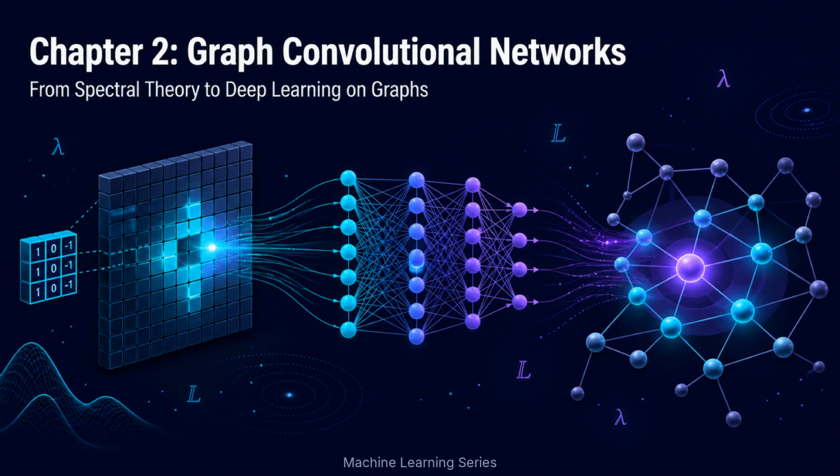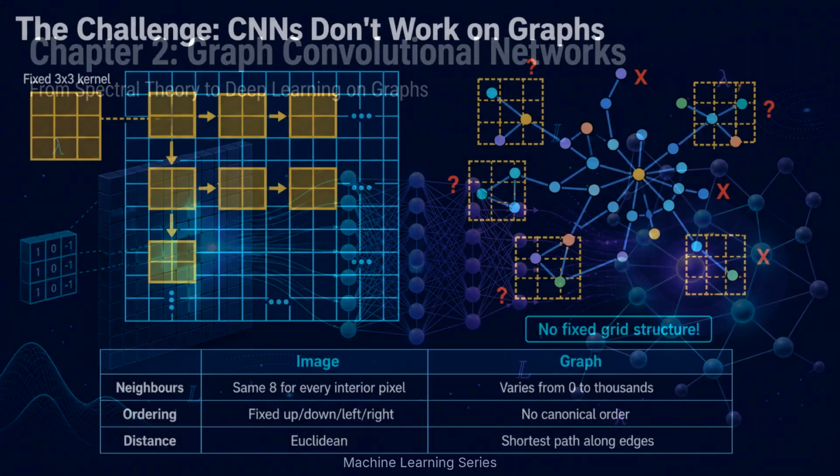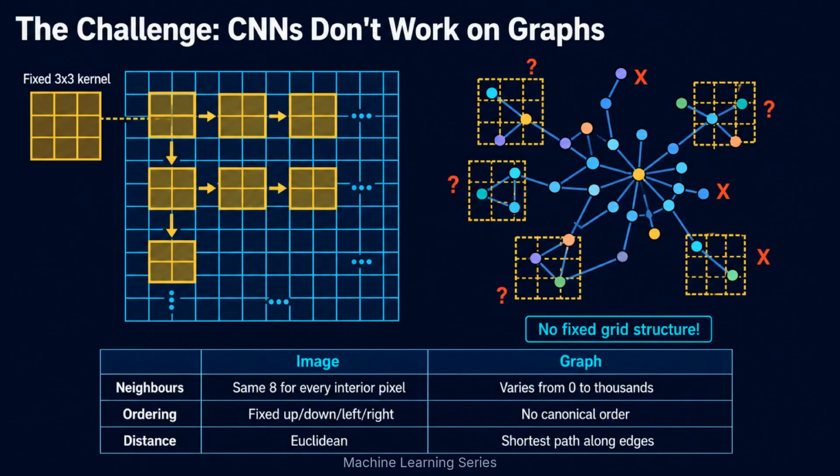Welcome to Chapter 2 of the Graph Neural Network series. Today we dive into graph convolutional networks, or GCNs, which revolutionized how we apply deep learning to graph-structured data. We'll start from the mathematical foundations in spectral graph theory and build up to practical implementations. By the end of this chapter, you'll understand why GCNs work and be able to implement them for node classification tasks. Let's start with the fundamental challenge.